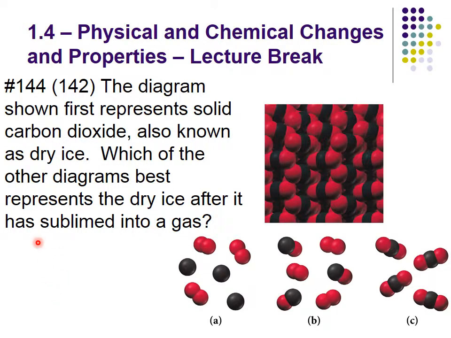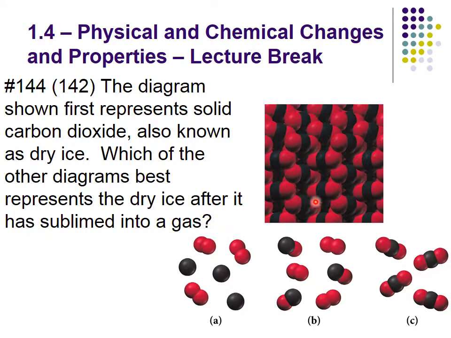The diagram shown first represents a solid carbon dioxide, also known as dry ice. Which of the other diagrams best represents the dry ice after it has sublimed into a gas? So here is solid carbon dioxide. Carbon dioxide is CO2, so one carbon with two oxygens. And we can see that. If we pick out this little molecule right here, there's the black carbon in the center, and there's an oxygen on each side, so CO2.